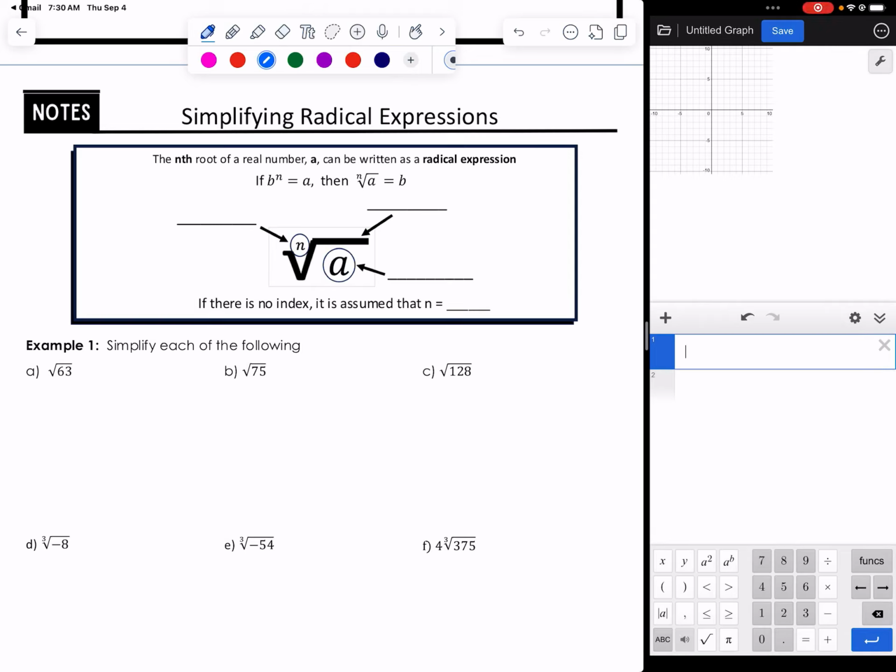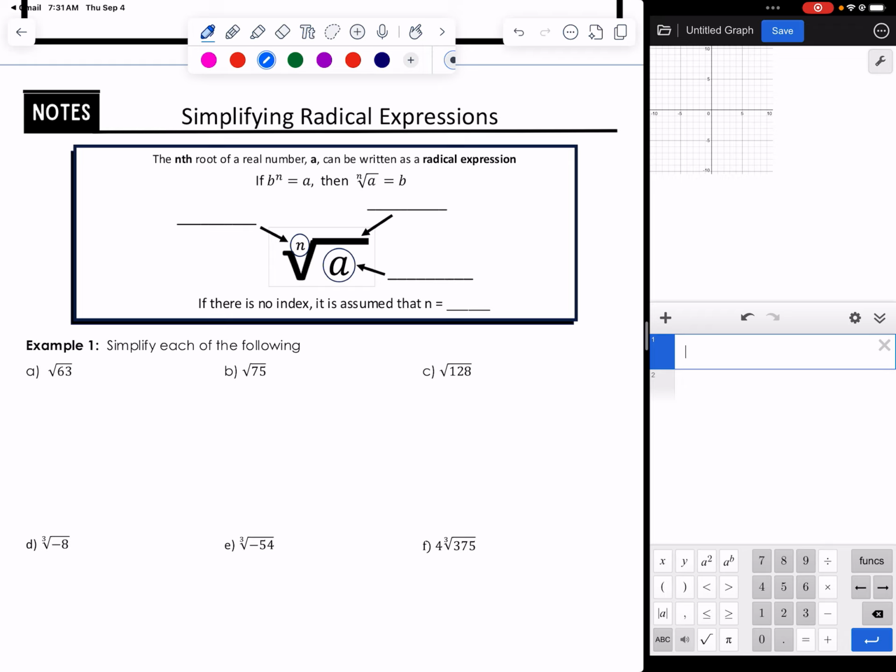In today's lesson, we will be exploring how to simplify nth root radical expressions. Let's start with a few vocabulary definitions. So the nth root of a real number a can be written as a radical expression. If b to the nth power is equal to a, then the nth root of a is equal to b.